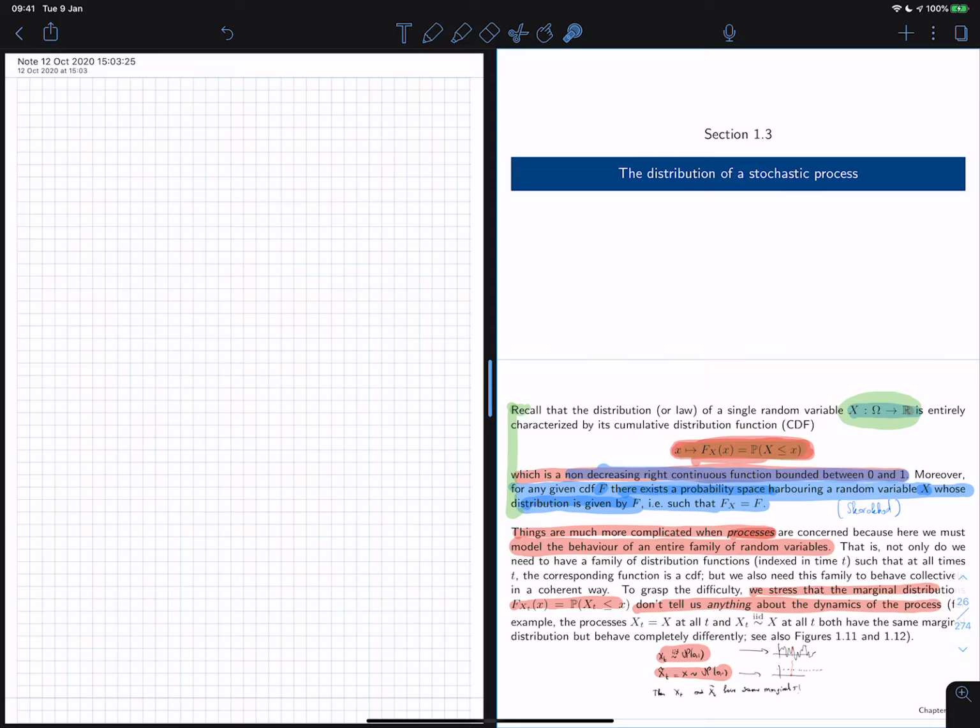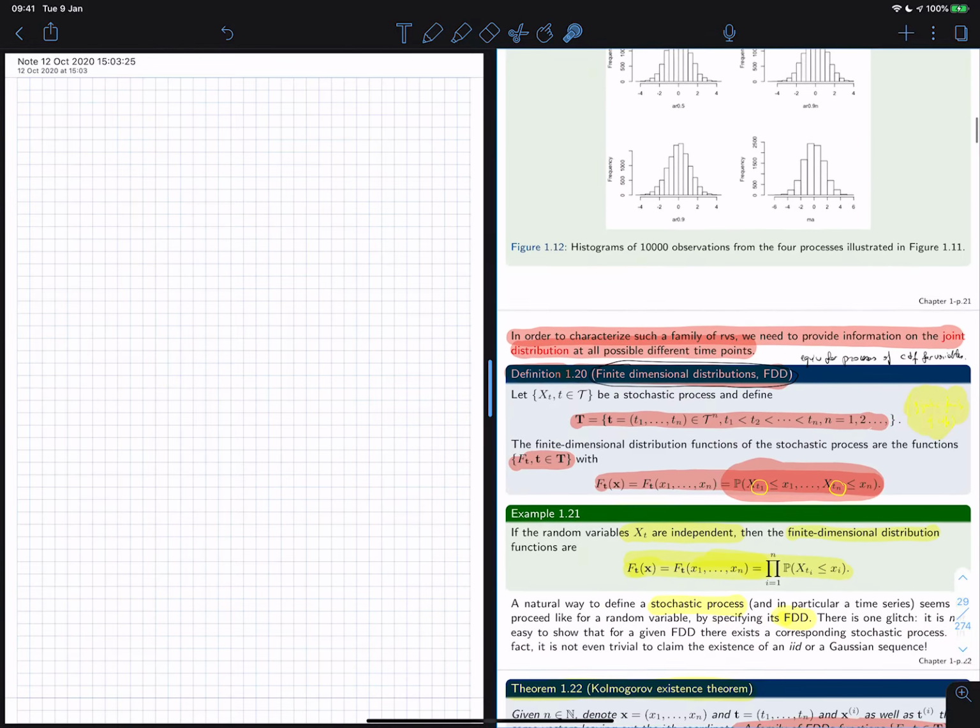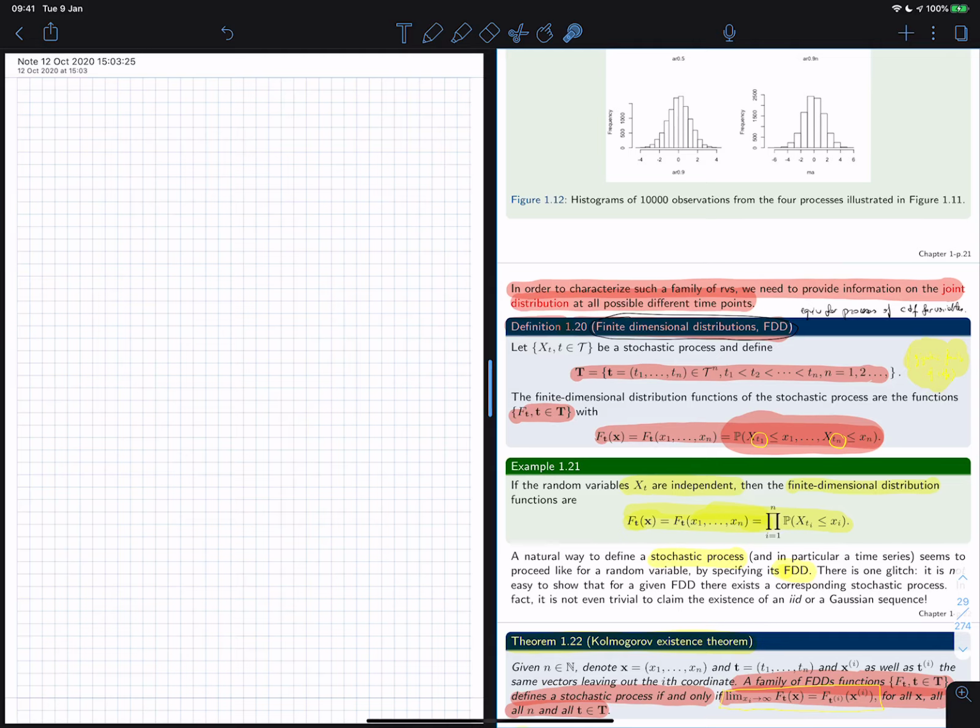Even if you think about it, nothing guarantees the existence of an IID sequence of white noise. Nothing guarantees this. So in order to be able to do this, we need some conditions on the collection of random variables that we're looking at. And the condition is actually very easy.